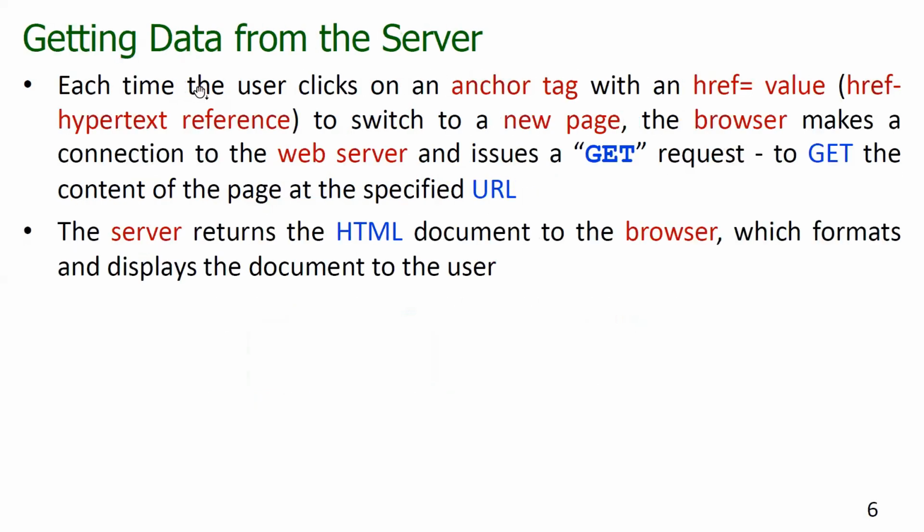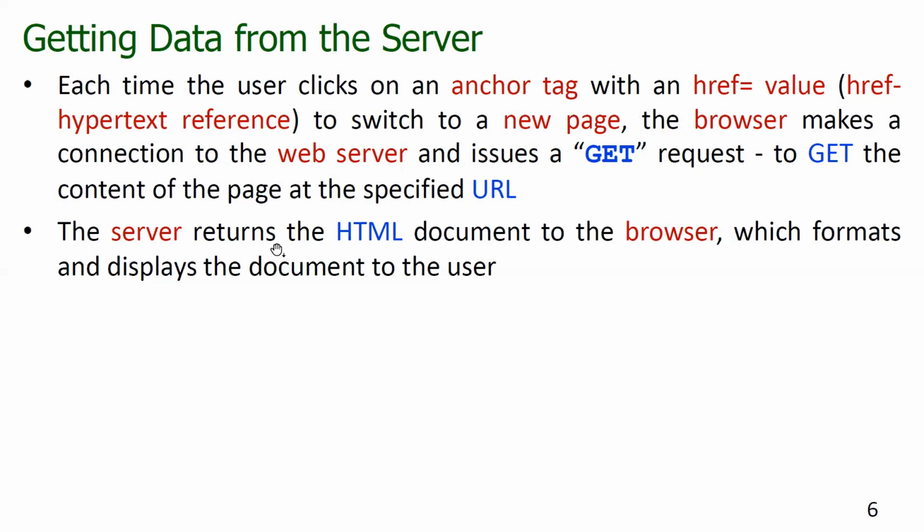Okay, then how to get data from the server? Each time the user clicks on an anchor tag with an href value. What is href? It is a hypertext reference. So href equal to a value switches to a new page. Then the browser makes a connection to the web server and issues a GET request method. So what is a GET request? It gets the contents of the page at the specified URL.